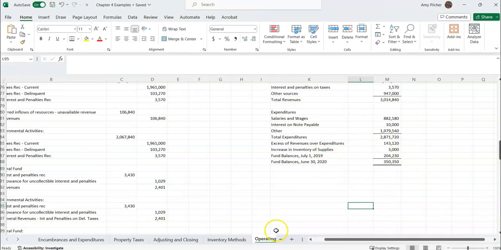So I have one more example for chapter 4, which is looking at a special fund that has been set up. This special fund has an endowment. So looking at one of those endowment and special fund examples.